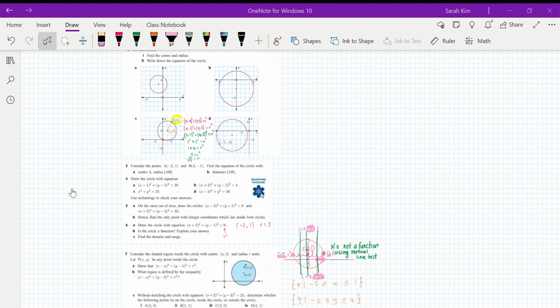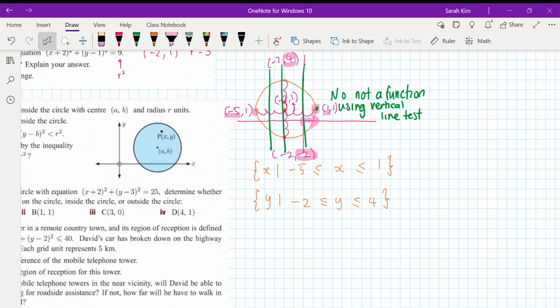What chapter were we? 3. G.1. 6. Question 6. There we go. So -5 to 1. Let's double check. -5 to 1, correct. So let me just tick that for you. -2 to 4, correct. Cool. Done.